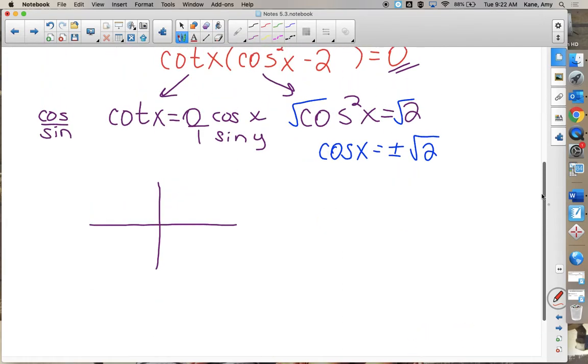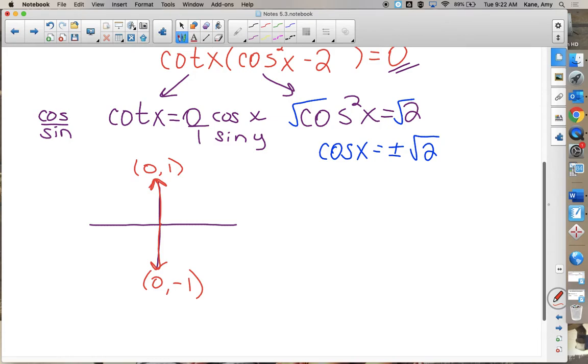So where on the unit circle would the x value be 0 and the y value be 1? So when is x 0? So x is 0 right here. Where else is x 0? Down. It's negative 1. Is that okay?